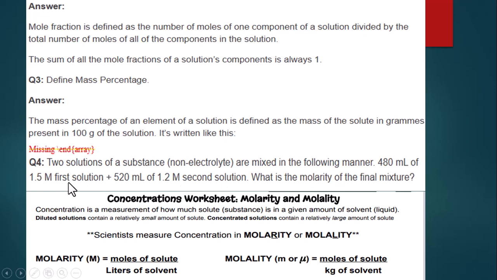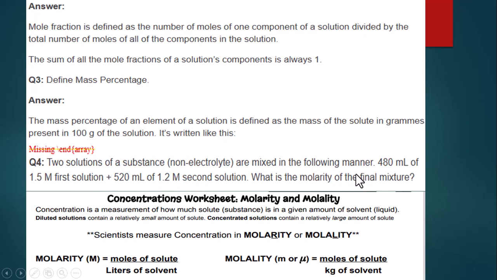So let's make a practical example here. Let's say we have 480 milliliters of water and we have 1.5 molar concentration of juice, and we form this first solution because we have a solute and a solvent. Secondly, let's say we have 520 milliliters of water and we decrease the molarity or the concentration in the second one. What is the molarity of the final mixture?